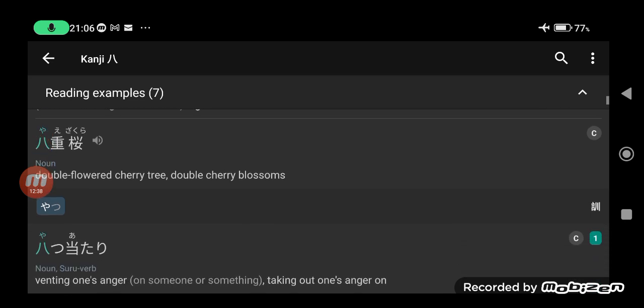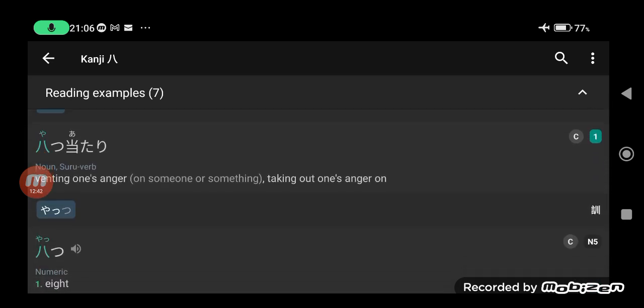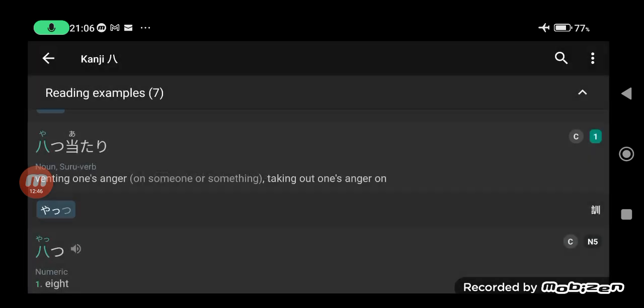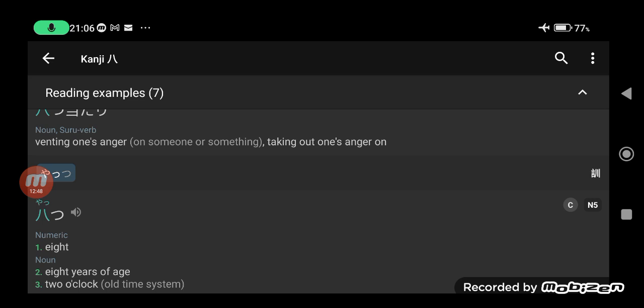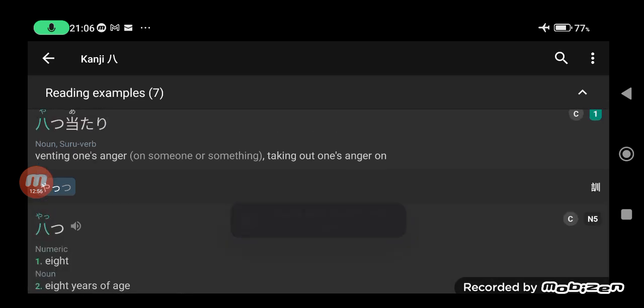So let's see some examples here. Yae zakura, yatsu atari, and then yatsu. Have you heard the emphasis on the tsu? Because there's a consonant doubler.